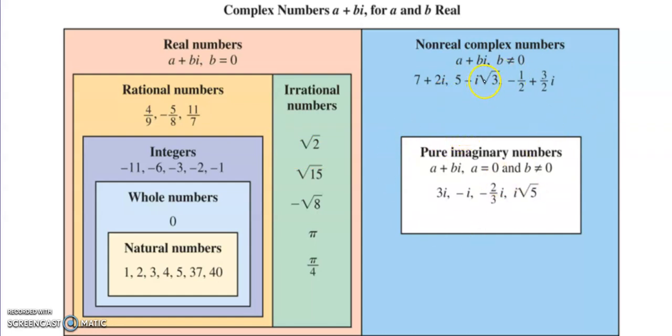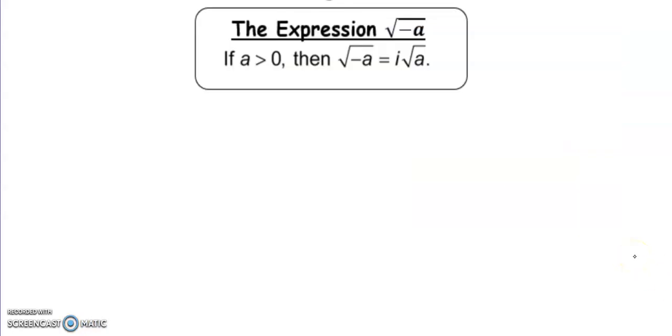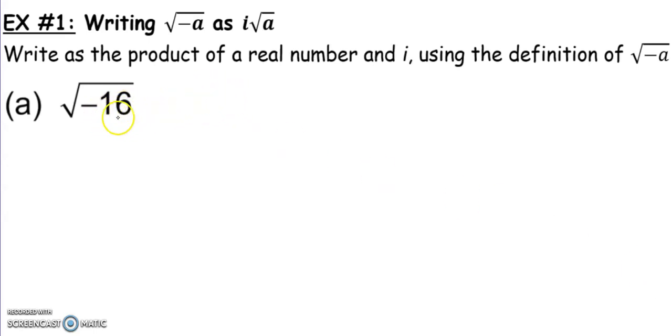On the right side, here are all of my complex numbers, my non-real numbers, my imaginary values. And at some point, we took the square root of a negative number. So if I give you the expression, the square root of -a, if a is going to be some value greater than 0, then the square root of -a can be rewritten as i times the square root of a. For instance, if I give you the square root of -16, let's write this as a product of a real number and i using this definition.